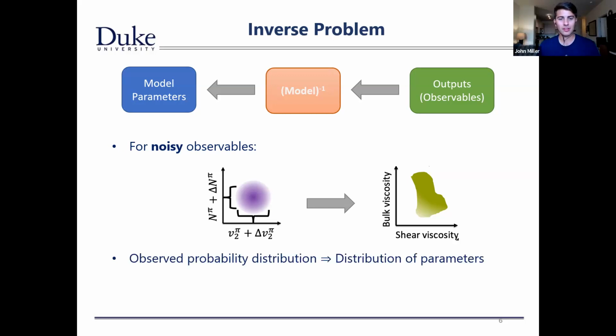And so, like I said, we have some probability distribution over our observables, and we're going to hopefully get from that a distribution over the parameters.